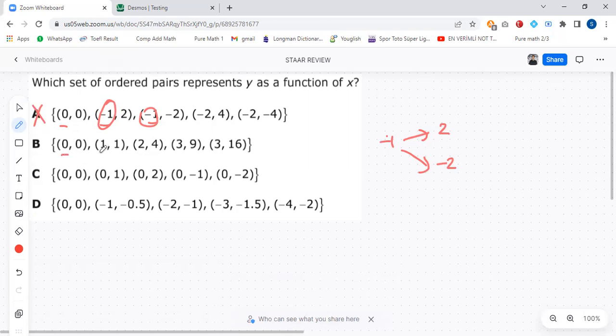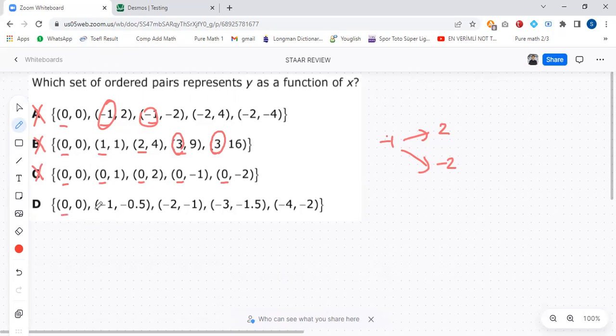Okay, 0, 1, 2, 3, and 3. These two numbers, 3 and 3, these values are repeated. I mean, 3 is repeated, so this cannot be a function. 0, 0, 0, 0, 0. 0 is repeated several times. C cannot be a function.